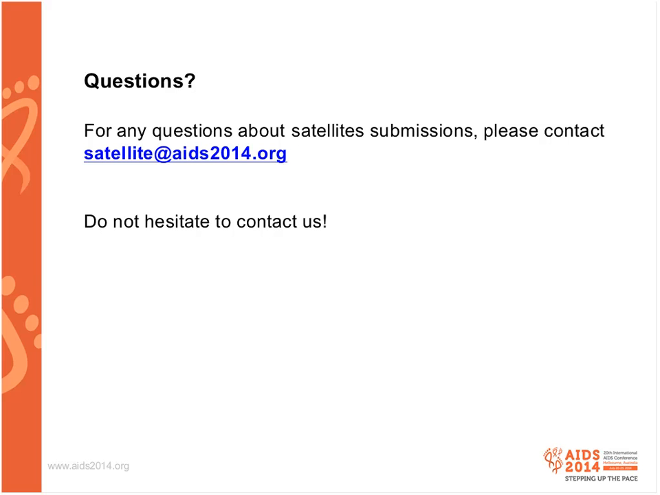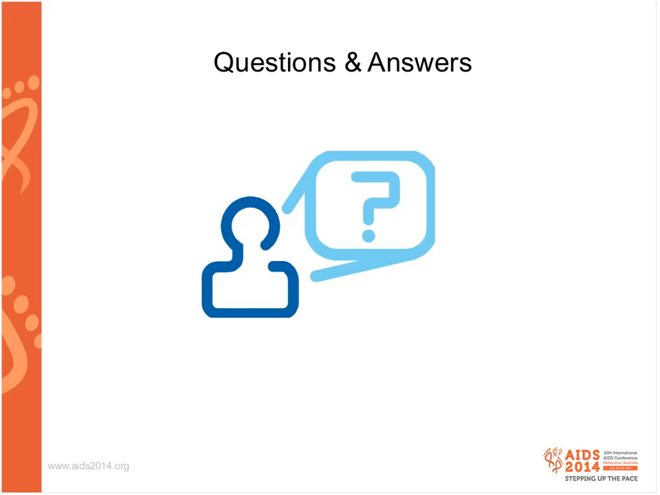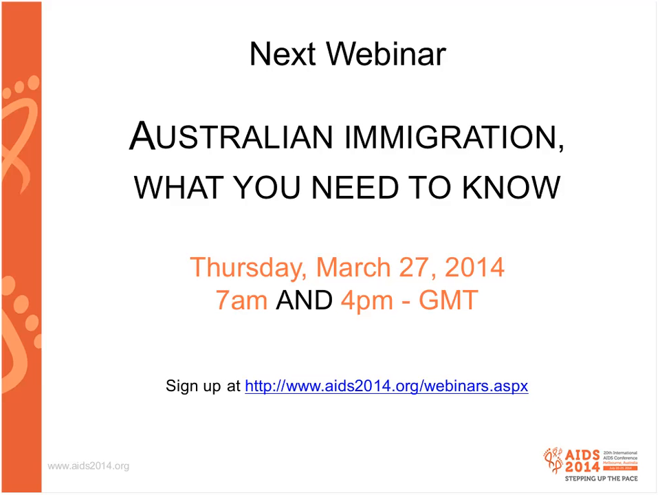Doesn't seem so, so I take this occasion to tell you again the email, satellite@AIDS2014.org, if you have any question, and we'll follow up with you. And then I would like to remind you of our next webinar at the end of the month, Australian Immigration: What You Need to Know, which will take place on Thursday, the 27th of March, at 7 a.m. GMT and also at 4 p.m. GMT. To sign up, you simply have to go on our website, aids2014.org/webinars.